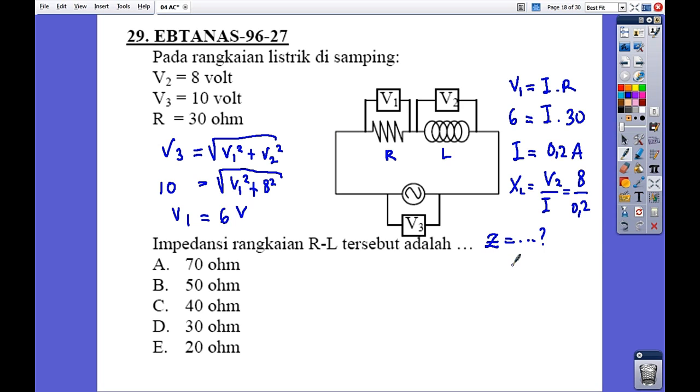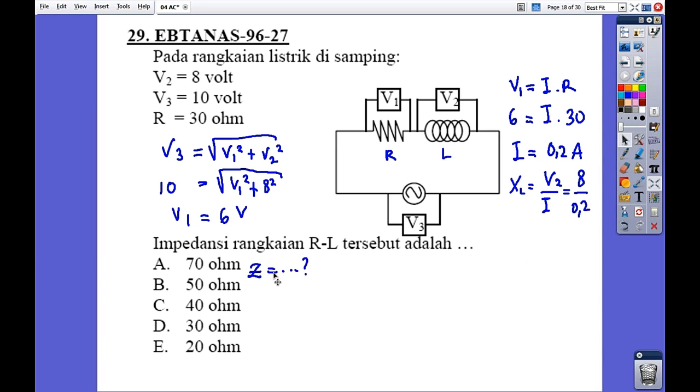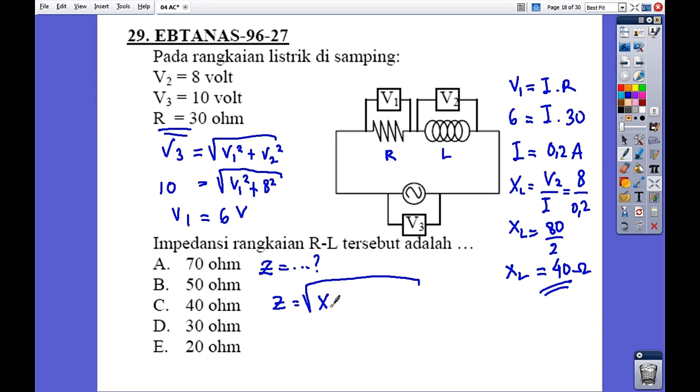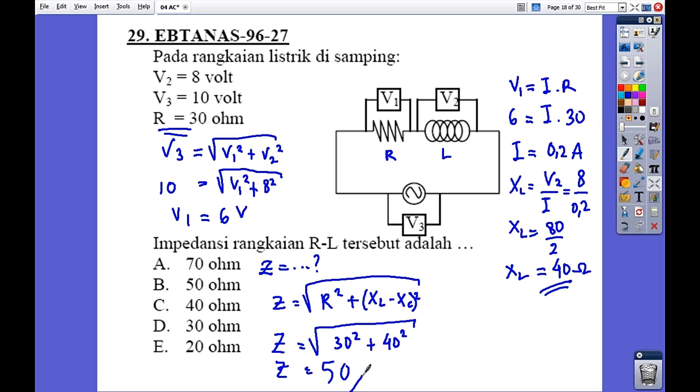So XL here, a minute, I'm going to move this. XL is 80 over 2, so XL itself is 40 ohm. So we have XL and we have R. So Z is the square root of R squared added by XL minus XC squared. Well, we don't have XC here, so Z equals 30 squared added by 50 squared. We have 50 ohm.